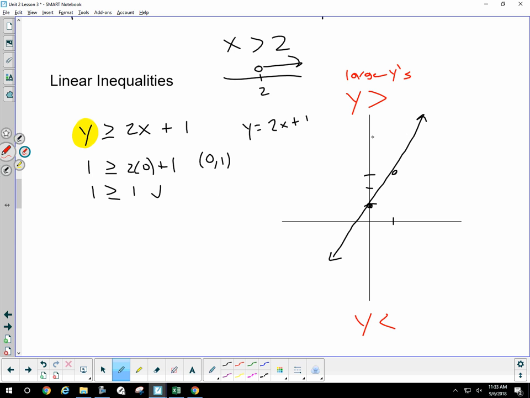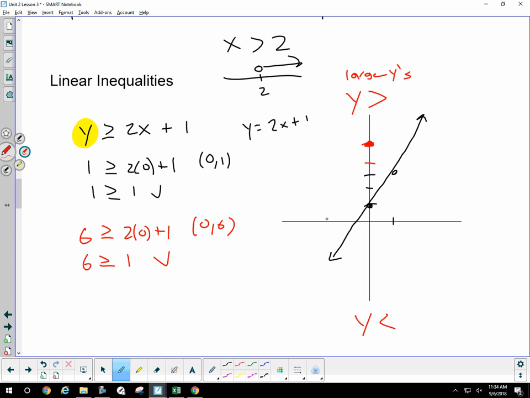Well, I can pick another point where my y's seem to be bigger. Like, let's pick this point 0, 6. I'm going to check this point 0, 6. Does 0, 6 work? Well, is 6 bigger than or equal to 2 times 0 plus 1? Is 6 bigger than or equal to 1? Yes. So that is a solution to this inequality. So I need a closed circle there.